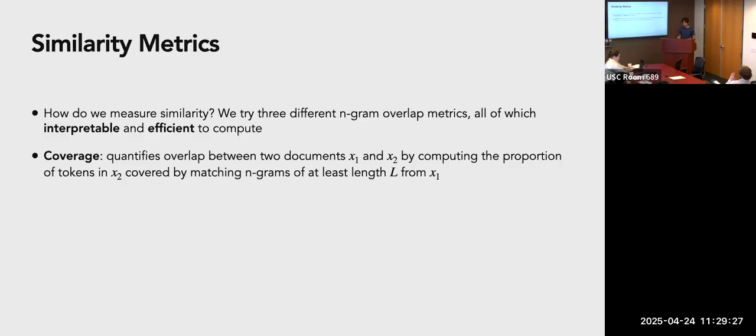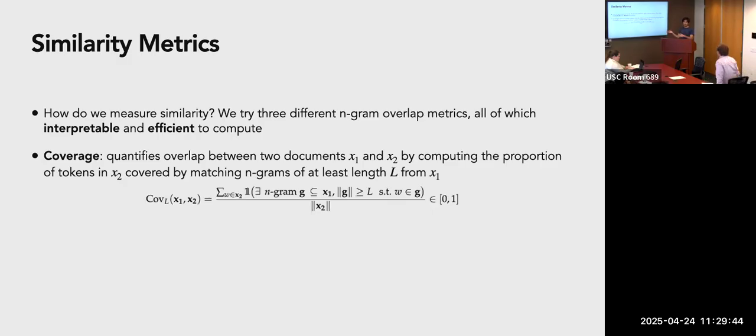One is called coverage. This quantifies the overlap between two documents by computing the proportion of tokens in X2 covered by matching n-grams of at least length L from X1. I'll have an equation if anyone wants to read it and get into the details. Essentially, and I'll show this visualization on the next slide, we see how many tokens overlap in matching n-grams and count those, and we get a score from 0 to 1 saying X% of tokens are covered by my reference document. Is this L a tunable parameter? Yes, exactly. Great question.